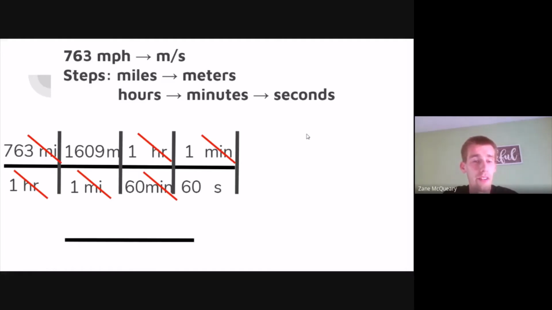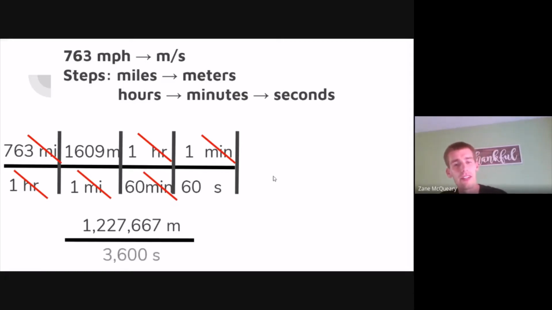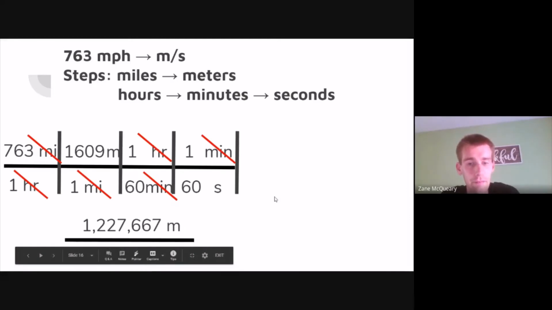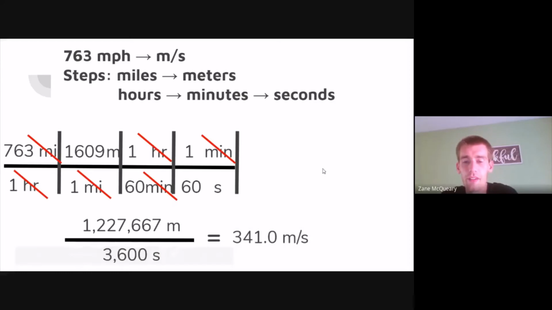Multiply everything across the top. We're left with over 1 million meters. And then we're going to multiply everything across the bottom. So 3,600 seconds. You'll notice that this time, both the meters and the seconds are left over. So we need to include them in our answer down here. If you type this into your calculator, you get 341 meters per second.